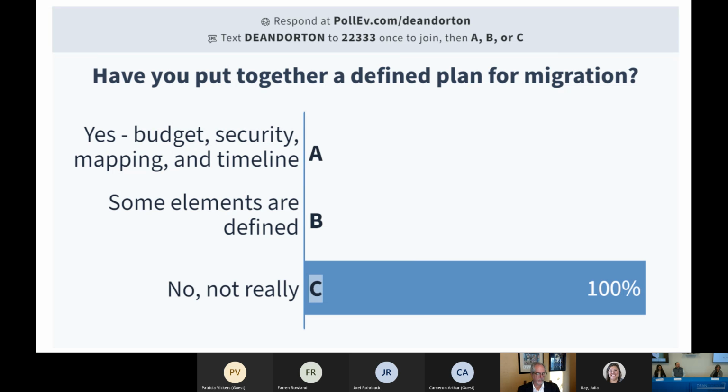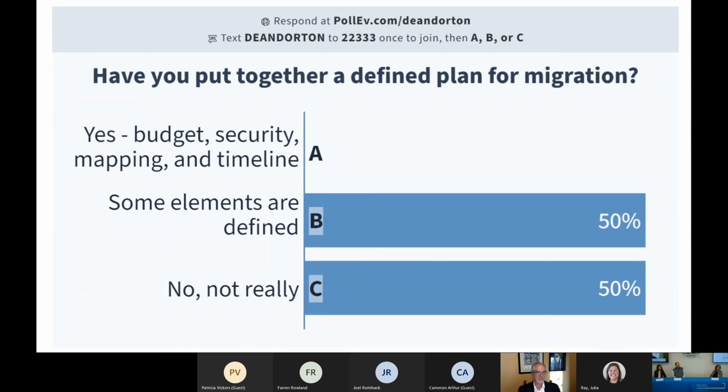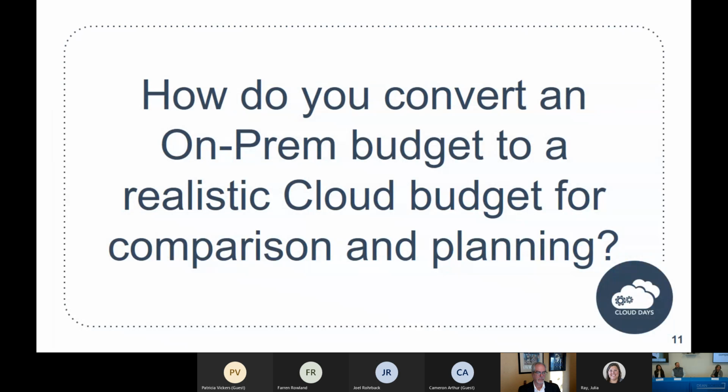First responses are no, not really, which lends itself well for the next few questions we're going to get into. Not seeing a lot of change. Oh, we've got a few that some people have started to define some elements. All right, we're going to split half and half here. I'm going to go ahead and move on to the next question.